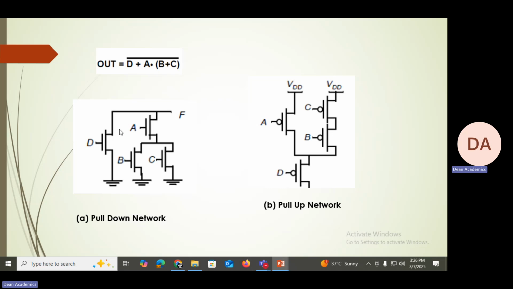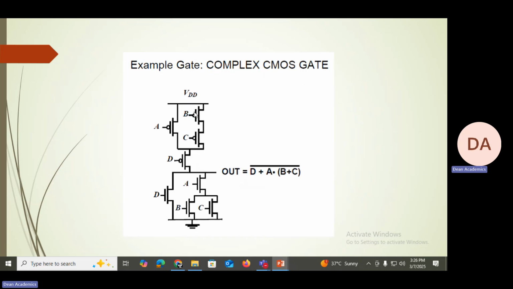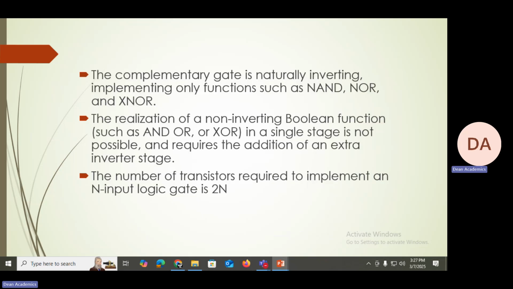So, like that, pull down network and pull up network are designed, and these two are joined or combined to form a complete circuit. So, let us see that. So, complex CMOS gate, this is pull down network BC. B and C transistors are connected in parallel, and it is in series with A, and the total combination is in parallel with D. So, this is pull down network, and complementary to that is pull up network. In this manner, we can implement any Boolean function by using this complementary static CMOS design style. Hope you followed, and now let us see some of the features of this.